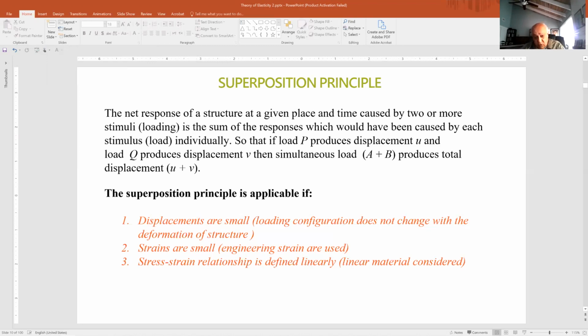It may not be a surprise to some people that the system is not linear, or the superposition principle cannot be applied, if you only consider that the material is linear. So even if you work within the elastic limit, if the displacement is large, if the strain is large, the system is not linear and you cannot apply superposition.